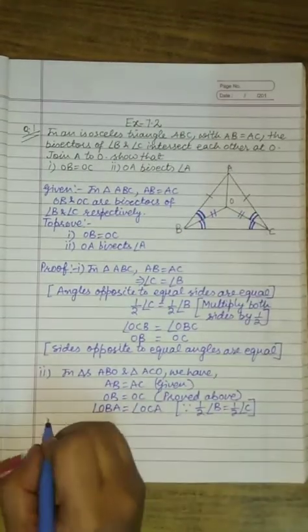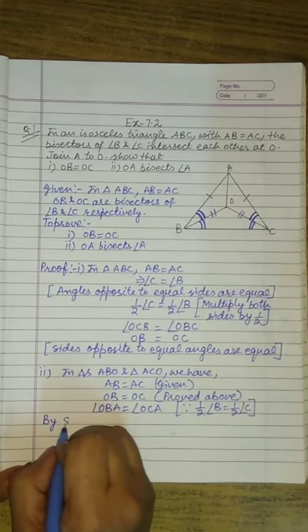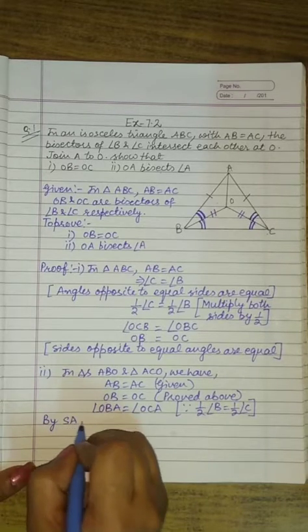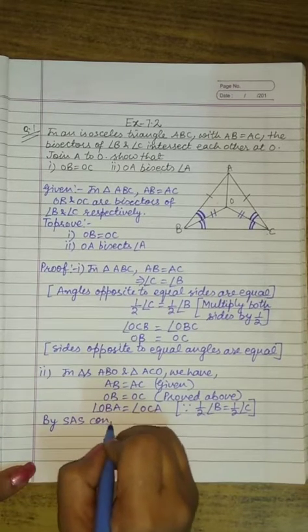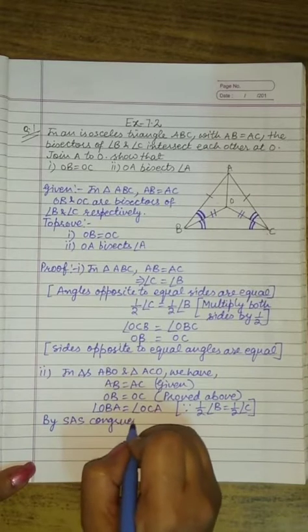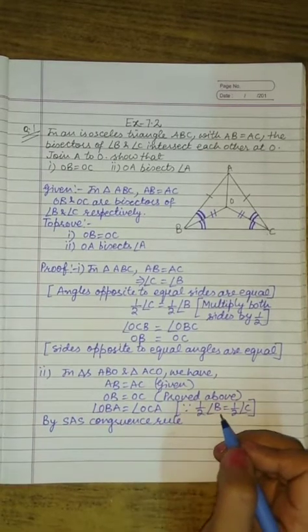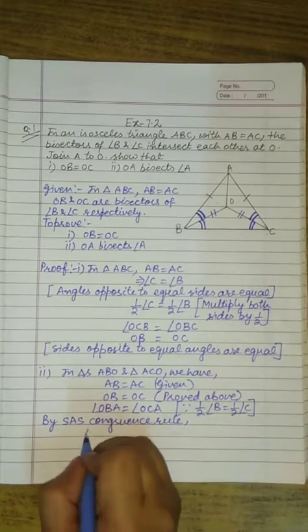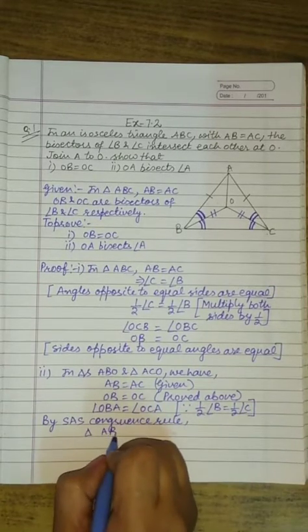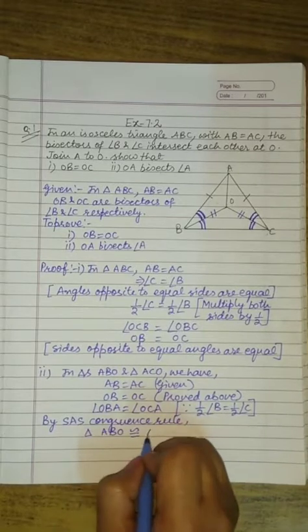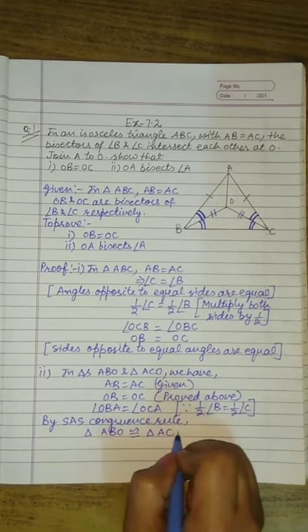So we will write by SAS, side angle side congruence rule, or congruence criteria, you can also write congruence rule. Triangle ABO is congruent to triangle ACO.